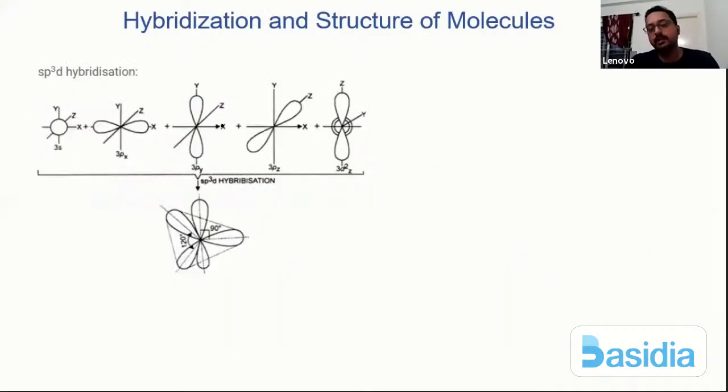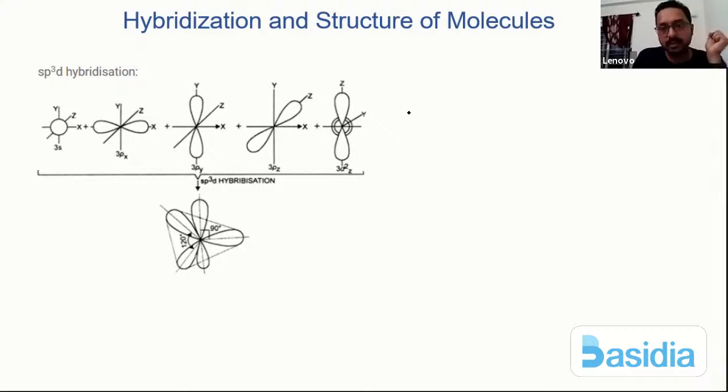Now we will start with sp3d hybridization. We'll move on towards the sp3d hybridization. Okay, now when we speak about the sp3d hybridization, what do we understand?